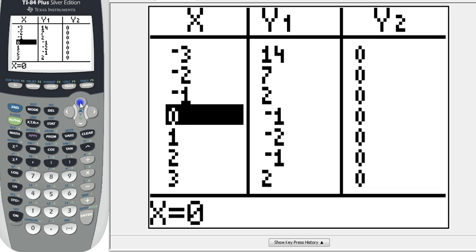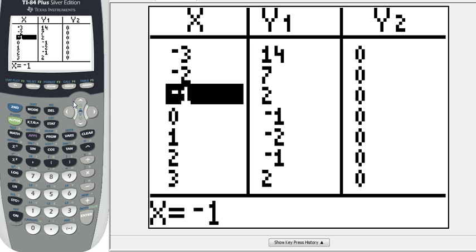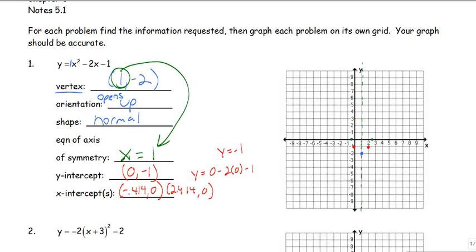So I'm going to go backwards. Negative 1, 2, and negative 2, 7 are my other points. So negative 1, 2, there's a point here, and negative 2, 7. Now, the other thing to do is you can go the other way and do that too. They're symmetrical. So at negative 1, I am also at 3, 2, and then 4, 7.